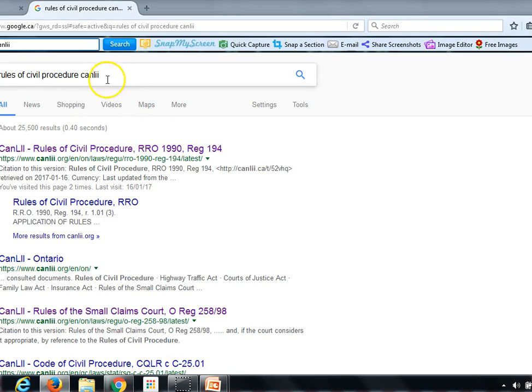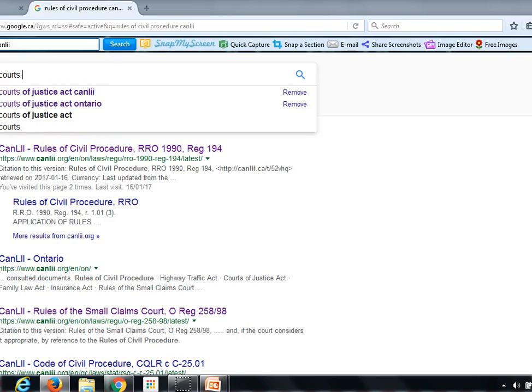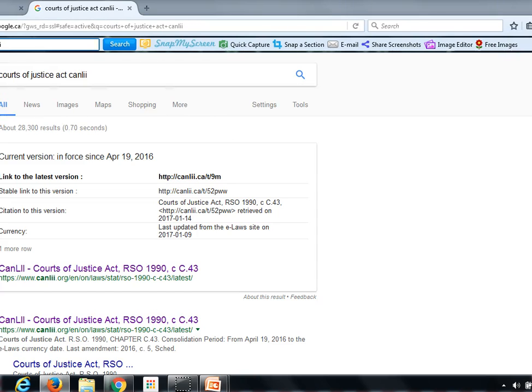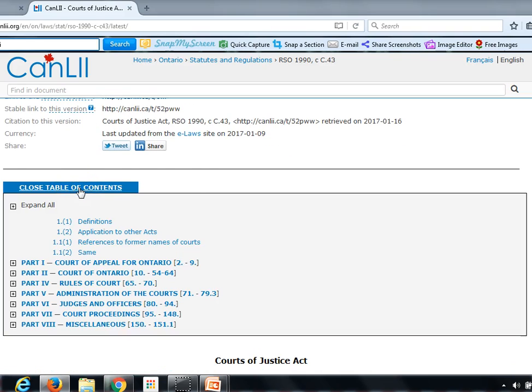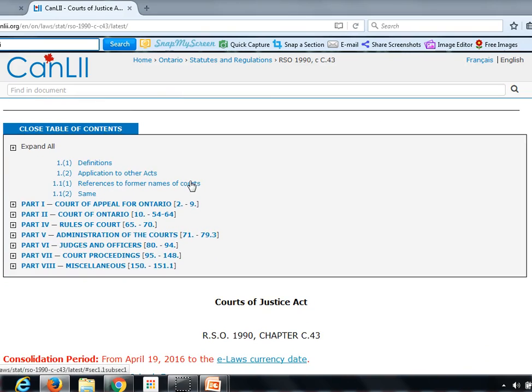So you go back to Google and you type in Courts of Justice Act. Again, there are different sources where you can find these rules, but CanLII is what I try to use most, primarily because I like the table of contents. Some of the websites don't have a table of contents, and it makes it easier for you to review these statutes through the table of contents. So Courts of Justice Act is a larger act that deals with the administration of justice in Ontario. And it talks about what kinds of courts are in Ontario, what the Court of Appeal is, administration of the courts, how they are administered, appointment of judges and officers, court proceedings. So all of these things are in the statute.